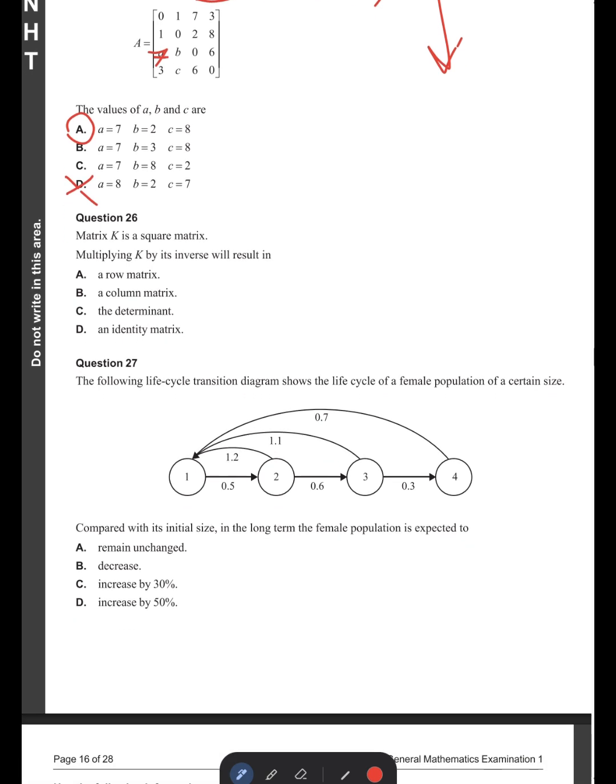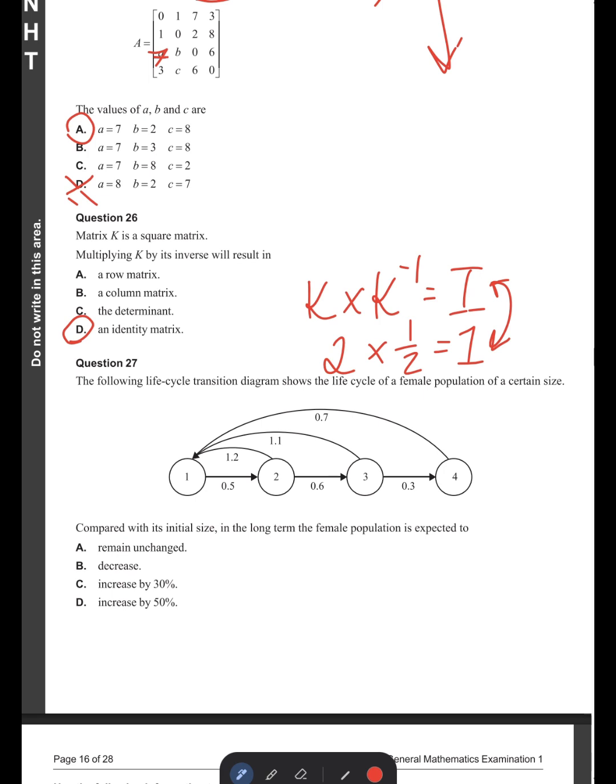All right, matrix K is a square matrix. Multiplying K by its inverse will result in an identity matrix. And that is just a knowledge thing. We just have to know that K times K inverse is the identity matrix. And that's because like 2 times a half is 1, and the identity matrix is the same as 1.